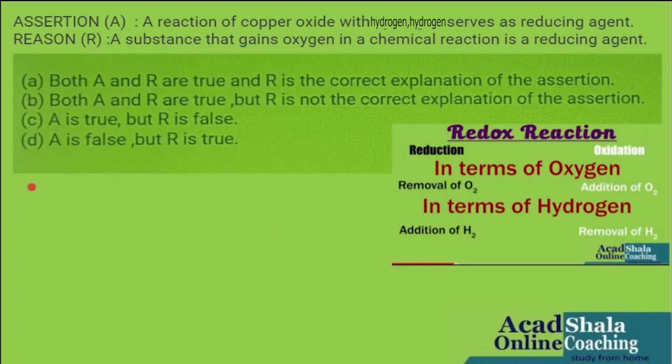Okay, let us frame out the equation according to these statements. So it says, a reaction of copper oxide with hydrogen. So let us write copper oxide with hydrogen. Okay, let us see what it forms as a product.